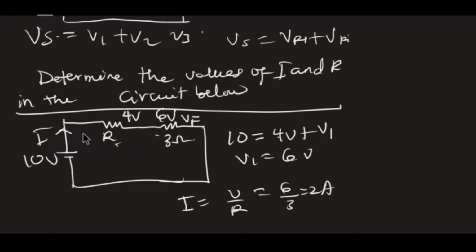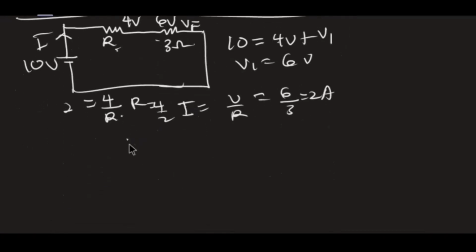Now I know my I, I can find my R here, because 2 amperes is now flowing through a 4 volts, and I don't know the resistance. So the resistance is simply equal to 4 over 2, and that is going to give me 2 ohms. And that is a simple voltage drop application.